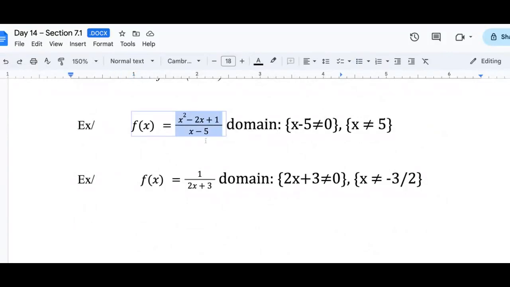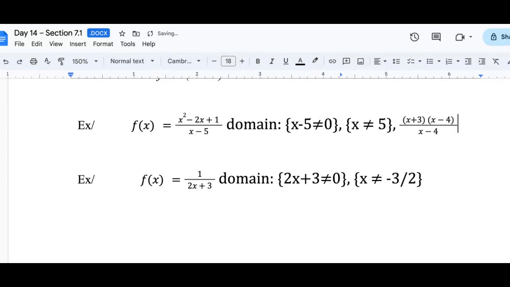Let's go back to this one. The domain is as long as x is not 5, right? Or we use the interval notation. So we know how to get rid of 5: negative infinity up to 5, close parenthesis, union, open parenthesis, 5 up to infinity.